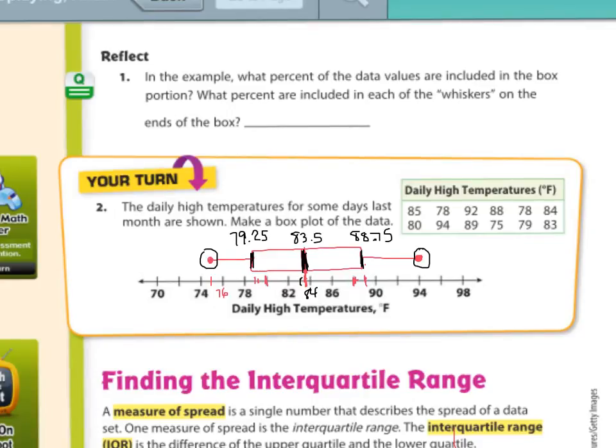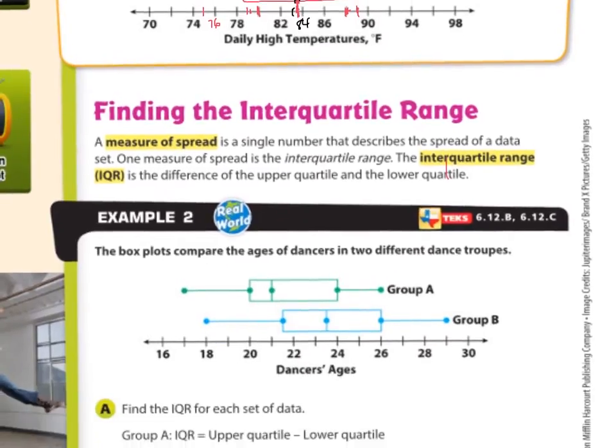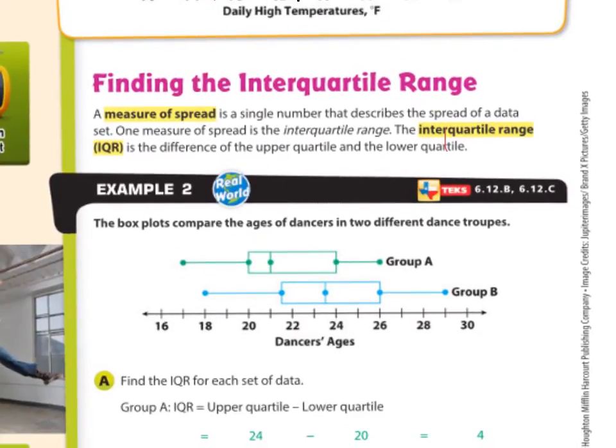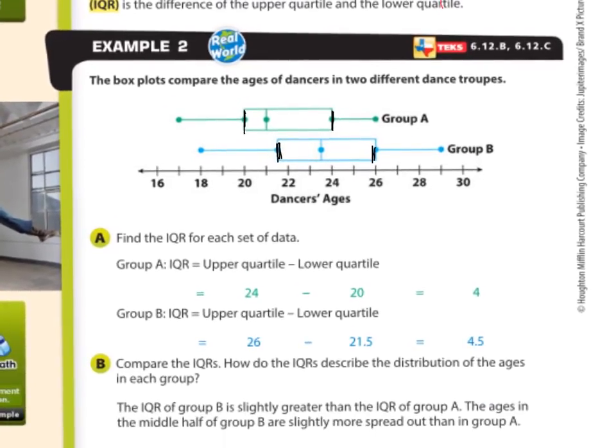Okay, the measure of spread is down here. It's a number that describes the spread of the data. In other words, what numbers it covers. What are some of the small numbers? What are the greater numbers? And the measure of spread is really just how big the box is from here to here. From here to here.